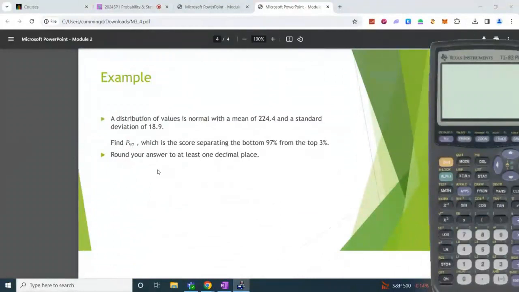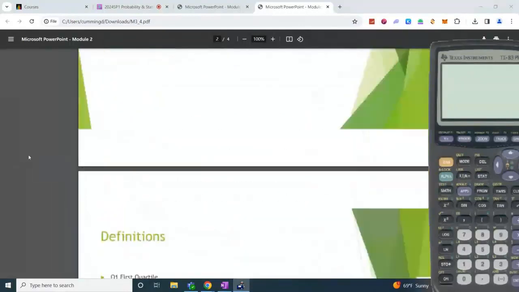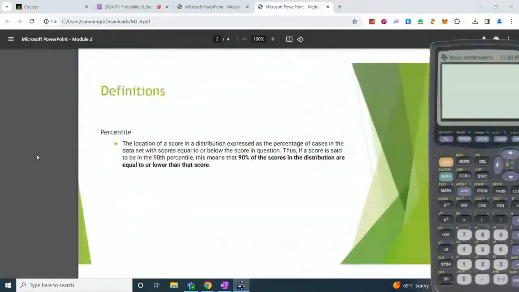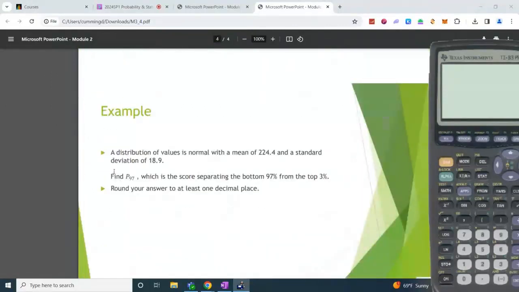And on the slide, there is an example. It says that a distribution of values is normal with a mean of 224.4 and a standard deviation of 18.9. Find P97. This notation actually represents the percentile: P97 is the 97th percentile. So I'm going to sketch this out.